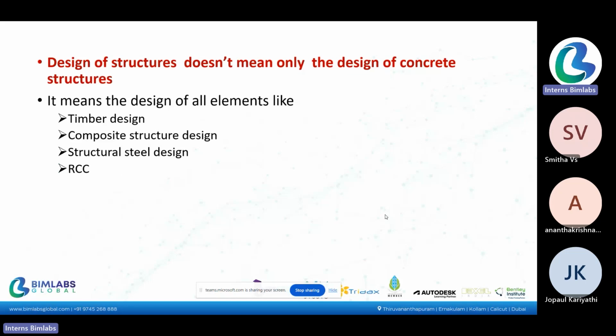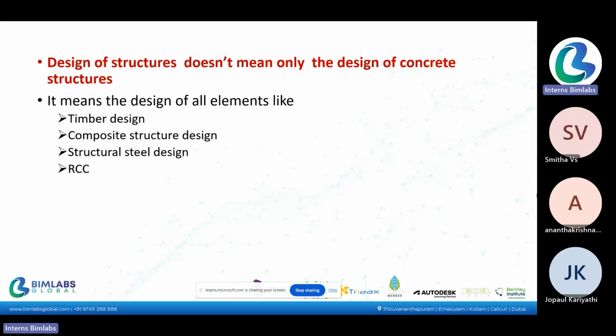Next, when I begin the topic, design of structural elements, that's what the title means. Most of you in this session will think design means design of concrete. No, that doesn't mean design of concrete. It means design of timber, composite structures, structural steel, RCC. There are so many types of design, so if anyone asks you about design, don't tell them it's only about concrete. It's more than that.